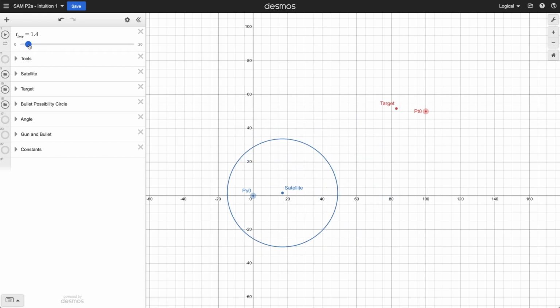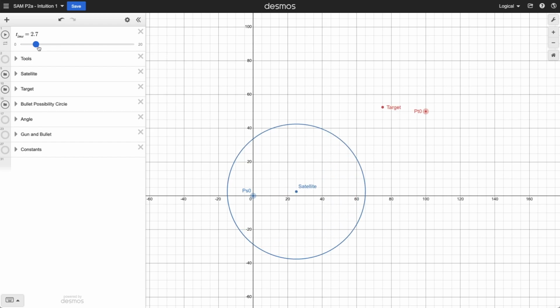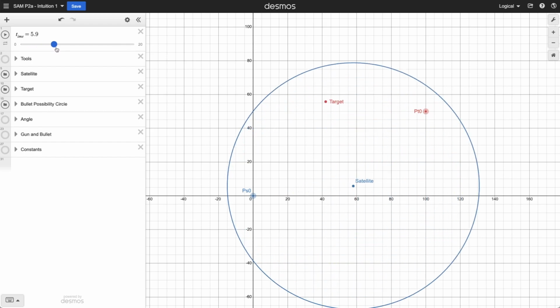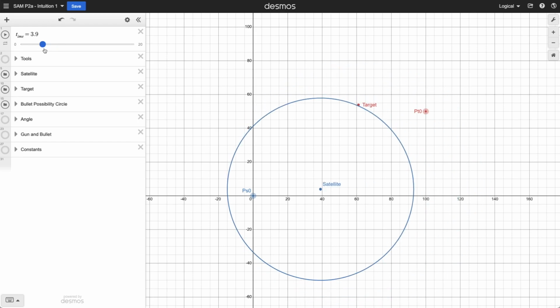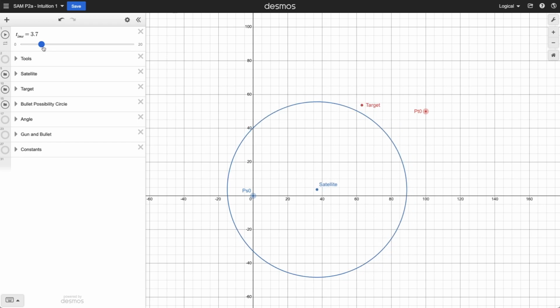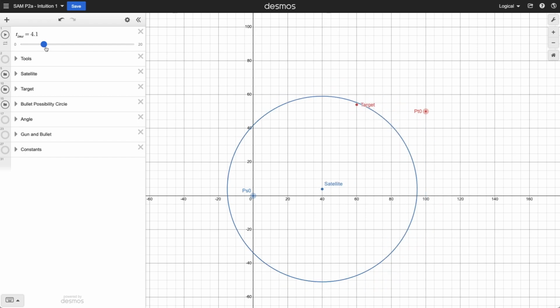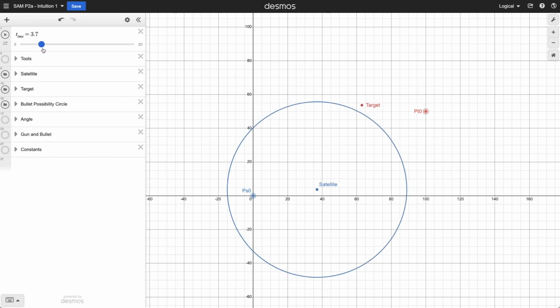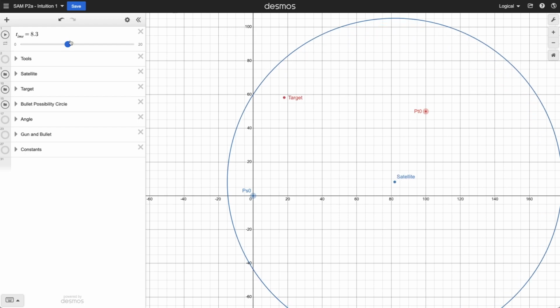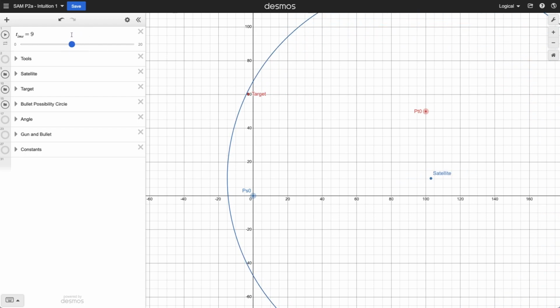In my game, the bullet appears at the end of the gun barrel at the time of firing. This means that the bullet possibility circle starts with a radius of L gun and increases with the rate of bullet speed. If we advance time to around 3.9 seconds, we can see that the bullet possibility circle crosses over the target. This means that 3.9-ish seconds is the first time we could hit the target. If we advance time further, we can see the other time it could hit the target for this setup. The first time is preferable because we'd hit the target sooner.